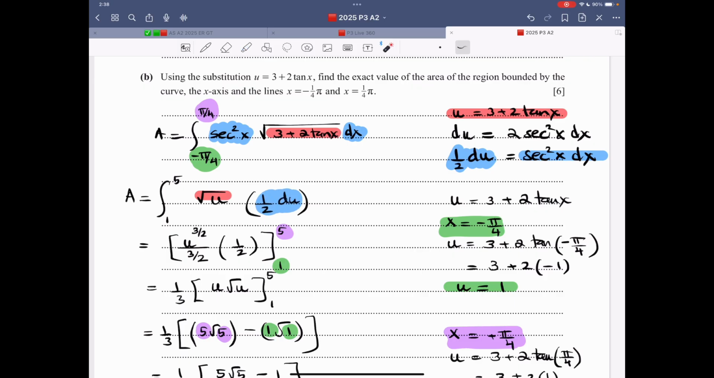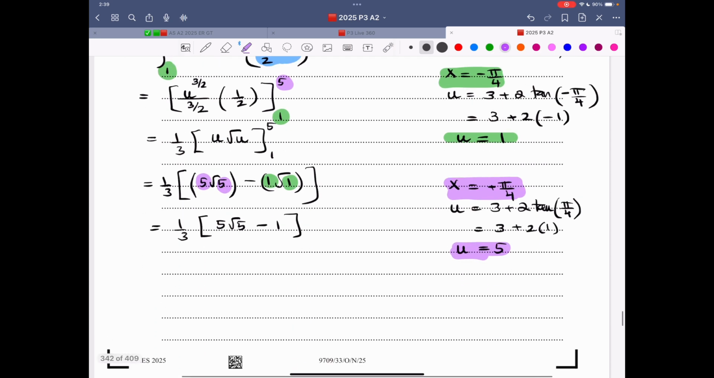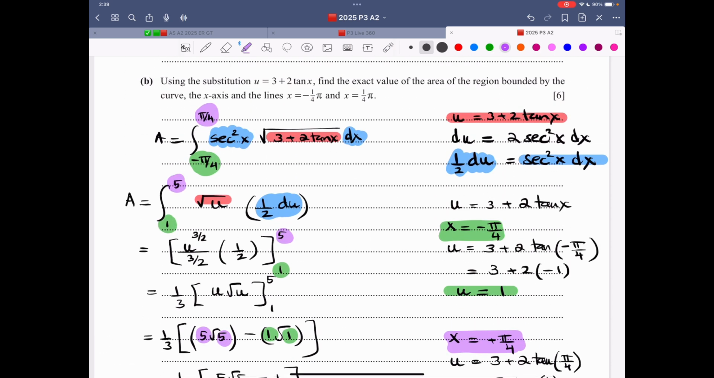Now let's talk about the limits. The lower limit is negative pi by 4, upper limit is positive pi by 4. This is the equation that relates u and x. When we plug in negative pi by 4, tangent of negative pi by 4 is negative 1. This comes out to be 1. So the lower limit is 1. This one is the green one, that is the lower limit. And when we plug in positive pi by 4 in this equation, we get u is equal to 5.